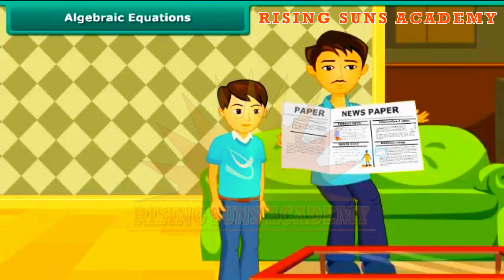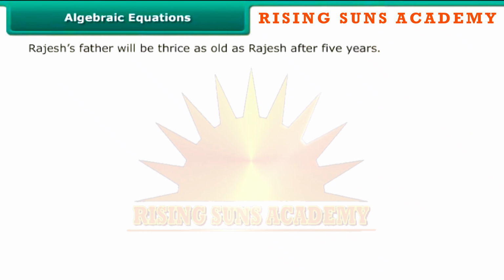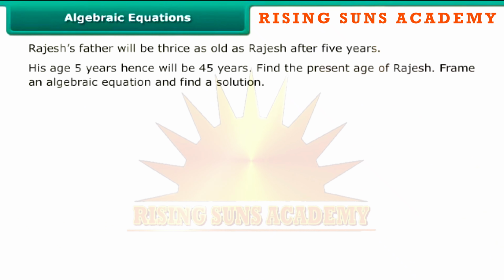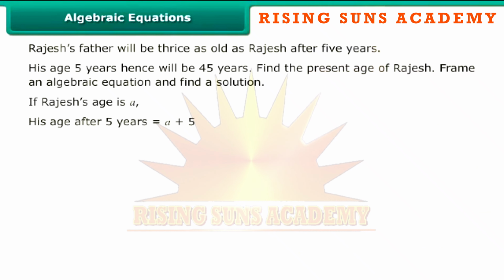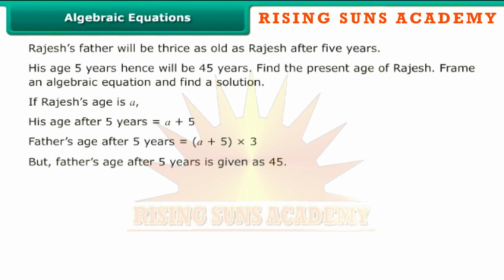Let us look at one more example. Rajesh's father will be thrice as old as Rajesh after 5 years. His age 5 years hence will be 45 years. Find the present age of Rajesh. Frame an algebraic equation and find a solution. If Rajesh's age is A, his age after 5 years is equal to A plus 5. Father's age after 5 years is equal to bracket starts A plus 5 bracket closes into 3. But father's age after 5 years is given as 45. Therefore, bracket starts A plus 5 bracket closes into 3 is equal to 45.